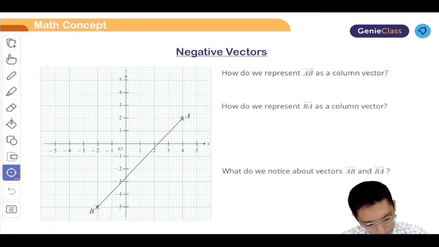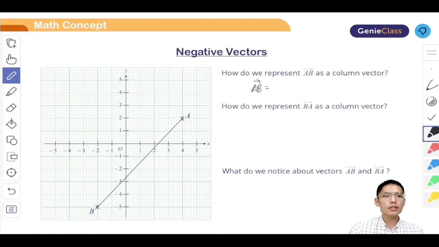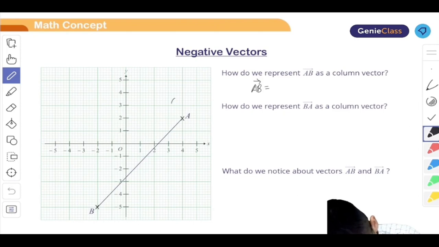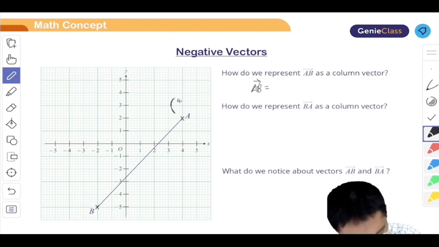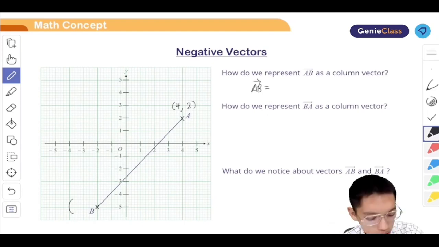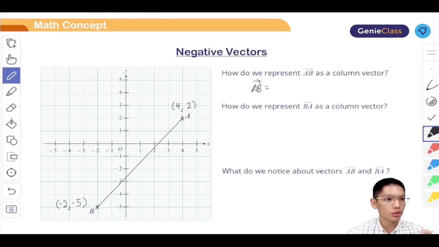Now, first up, let's go step by step. Let me test you all. It's a bit of a refresher. A, B. How do I represent AB as a column vector? Come, write your responses. What is A to B? So take note. Let's write as coordinates. A is (4, 2). B, in this case, is (-2, -5). I want to go from A to B.